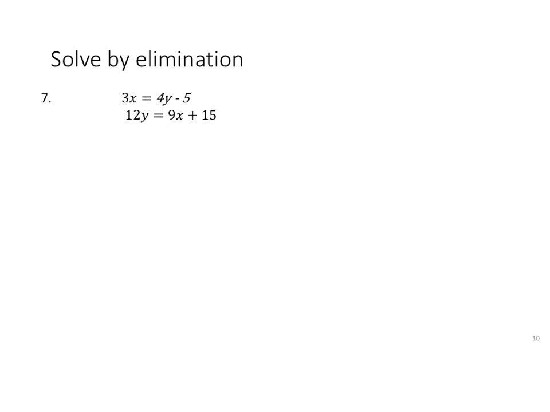Number 7, solve by elimination. 3x equals 4y minus 5, and 12y minus 9 equals 9x plus 15. I want to get them where it's ax plus by equals c, the standard form. So for my first equation, I'm going to subtract 4y from each side to get it over to the left-hand side.